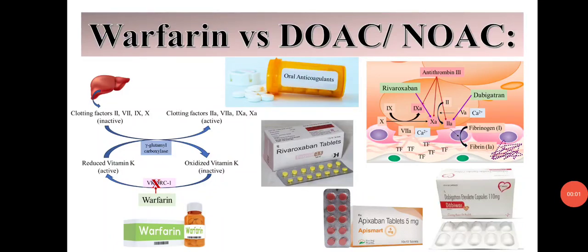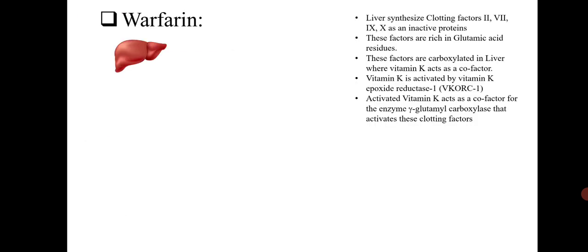Let's discuss the difference between the conventional oral anticoagulant, that is warfarin, and the novel oral anticoagulant or directly acting oral anticoagulant. Starting with the mechanism of action of warfarin. The liver synthesizes clotting factors such as 2, 7, 9 and 10. These are inactive proteins. These factors are rich in glutamic acid residues. These factors are carboxylated in the liver, where vitamin K acts as a cofactor.